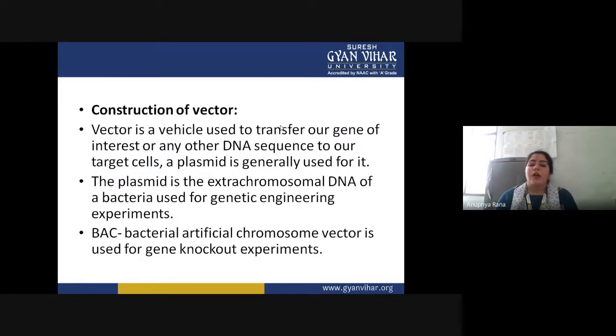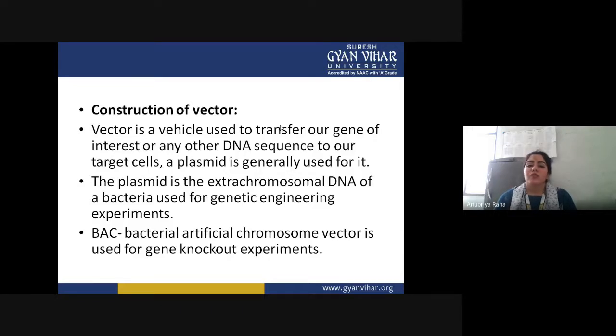Next, after knowing the gene, the second thing we need is the construction of the vector. Now we have to make a vector in which we are going to put that gene which we have already inactivated or mutated, something which basically stops its activity of protein formation. A vector is a vehicle used to transfer a gene of interest or any other DNA sequence to a target cell. This we know.